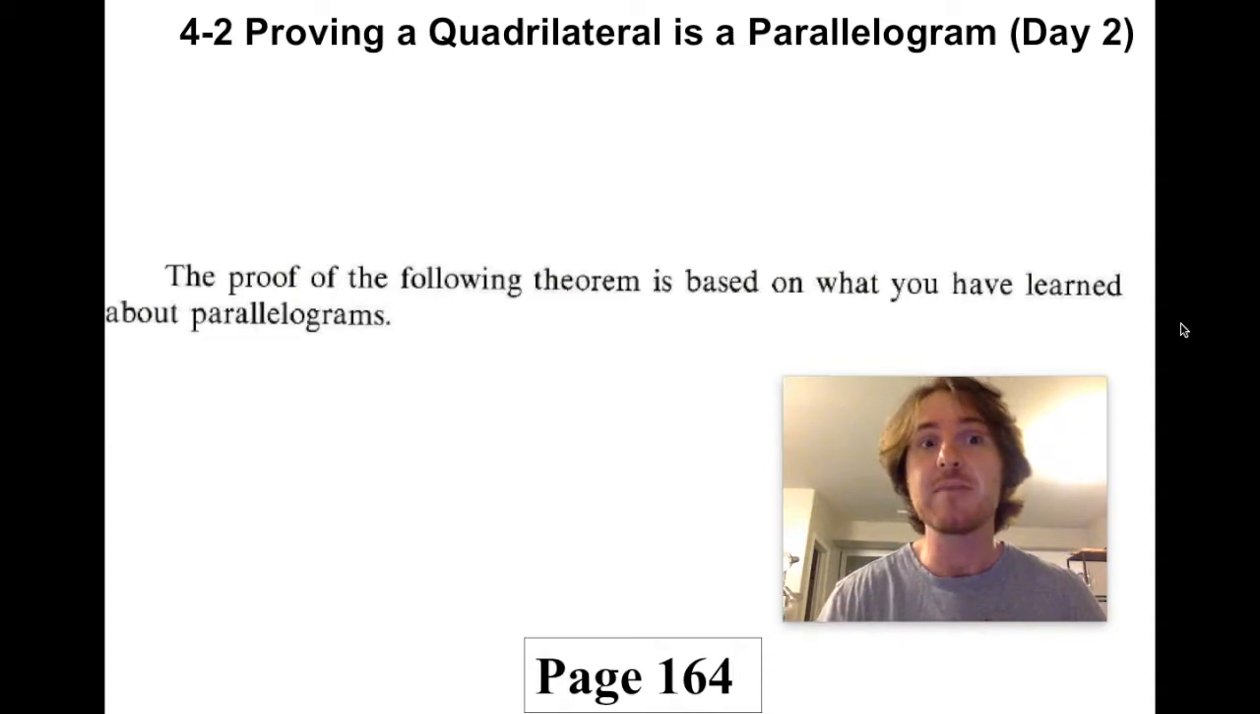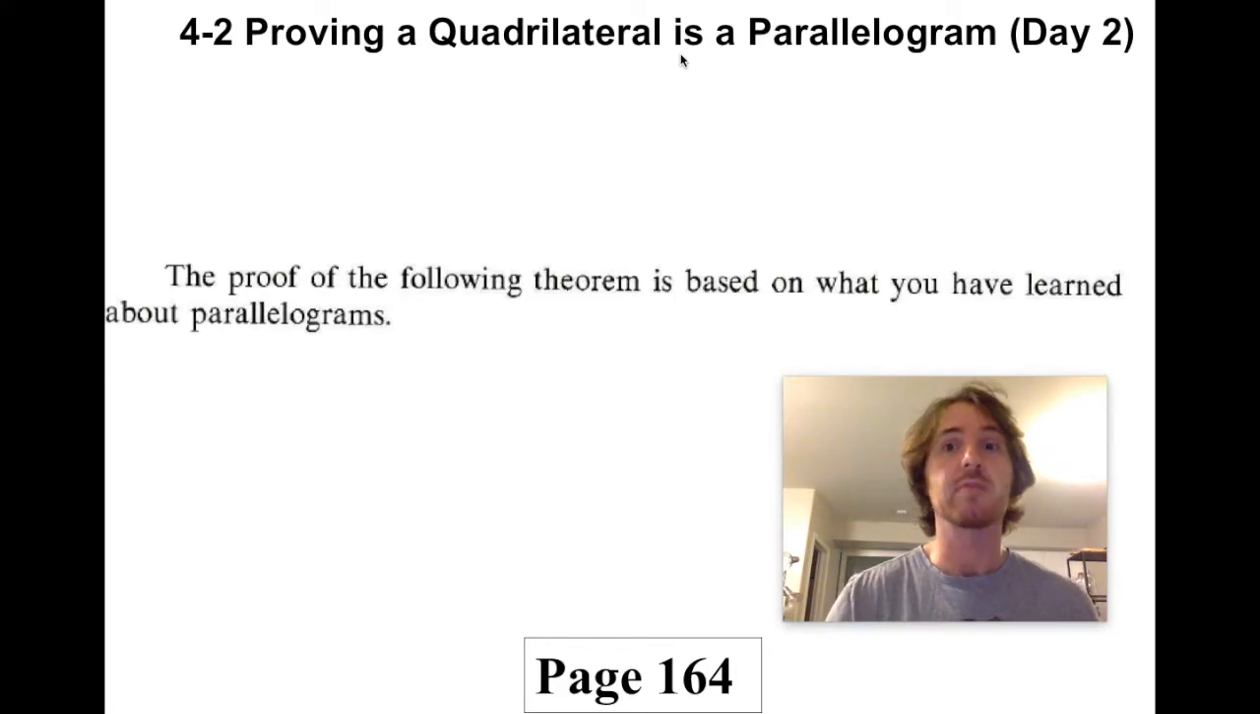Anyways, we're on day 2 of section 4.2, my friends. That's right. The name of this section is, again, proving a quadrilateral is a parallelogram. If you watched last lecture, if you did the last lesson, you know that there are 5 ways to determine that a quadrilateral has got to be a parallelogram. So, hey, we're good to go.